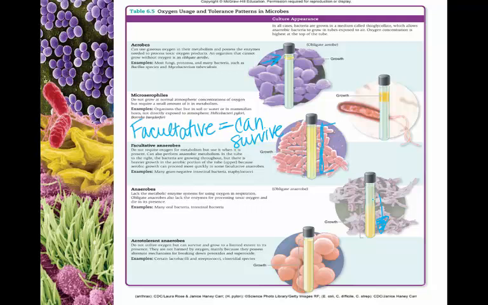And then the aerotolerant anaerobes, surviving in oxygen, they can detoxify it, but they're not going to utilize it. Just like the facultative anaerobes, it doesn't matter where they grow. They're going to do well at the bottom of the tube, at the top of the tube. So they can break it down, they can detoxify it, they're just never actually going to utilize it.